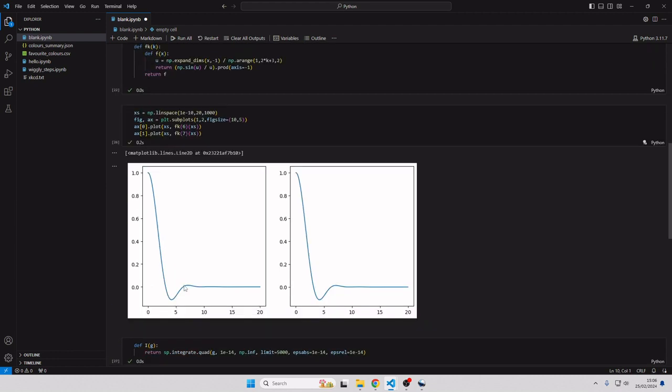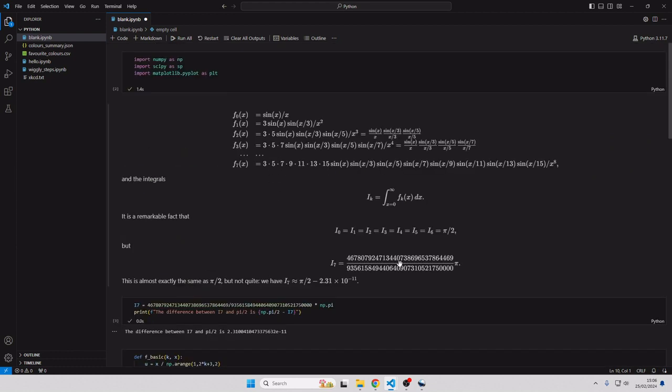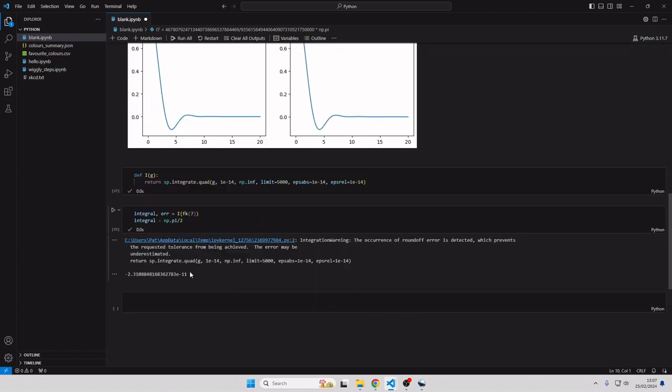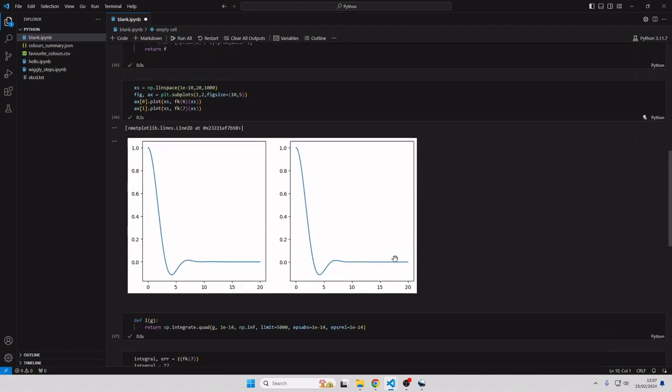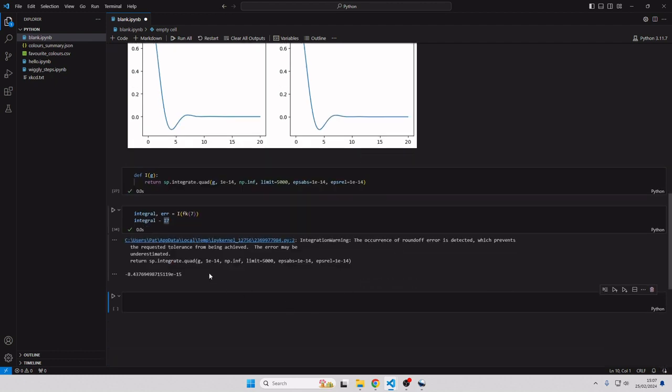But if you remember, the claim up here was that the integral of f7 is not actually equal to pi over 2, but is equal to this other thing, which we called I7 here. So let's check that. And Python agrees. It says that the integral of this function f7 from 0 to infinity agrees with this claimed answer, this enormous fraction multiplied by pi. It agrees with that, with an accuracy down to about 10 to the minus 15.